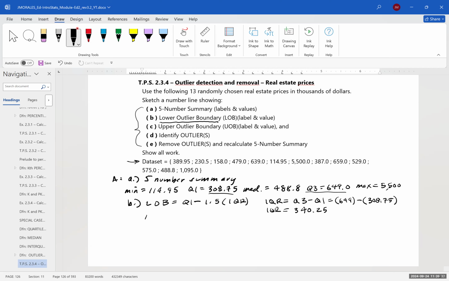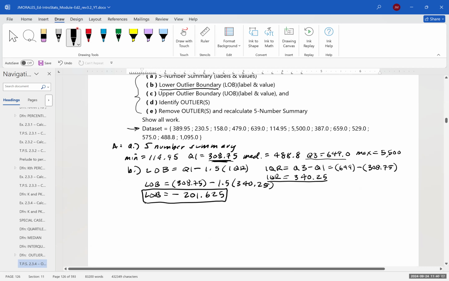So the lower outlier boundary is going to be the first quartile, which is 308.75, minus 1.5 times this new value that we calculated, 340.25. So we get a lower outlier boundary of negative 201.625. All right, we will plot that here in a second.